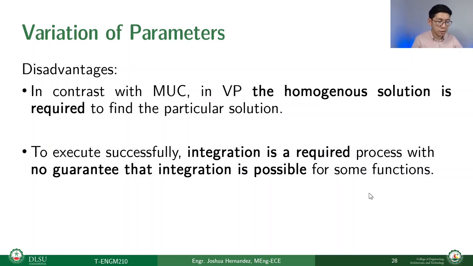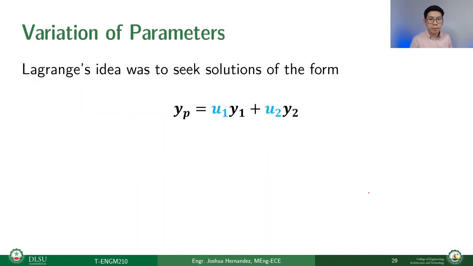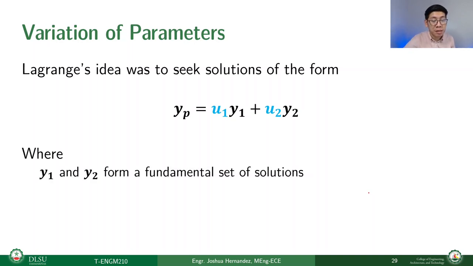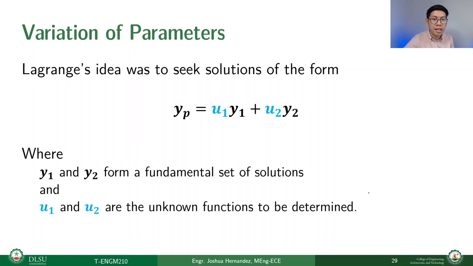So, how does this work? Lagrange's idea was basically to seek solutions of the form y_p equals u_1 y_1 plus u_2 y_2, where y_1 and y_2, we know these, form the fundamental set of solutions. Now, what are u_1 and u_2? u_1 and u_2 are the unknown functions that need to be determined. Okay? So, the basic idea in this method of variation of parameters is quite similar to the method used by D'Alembert for reduction of order.